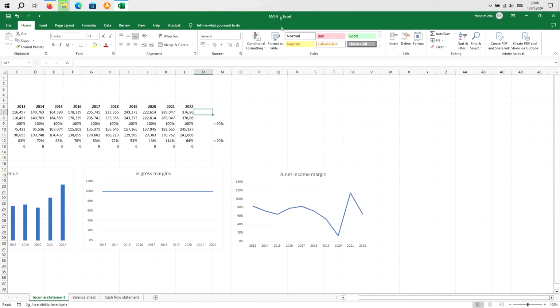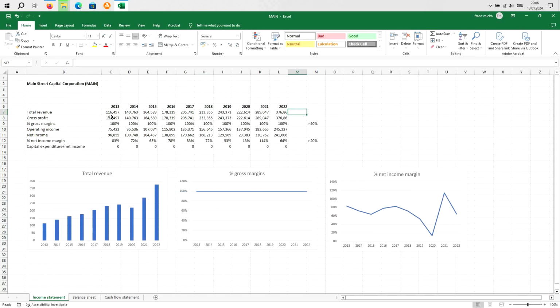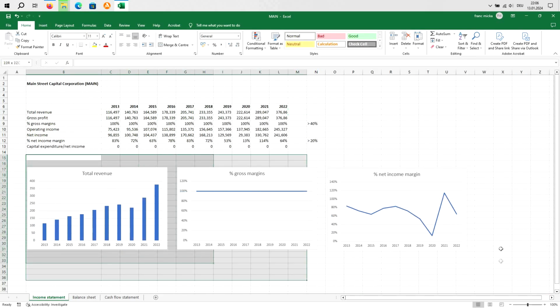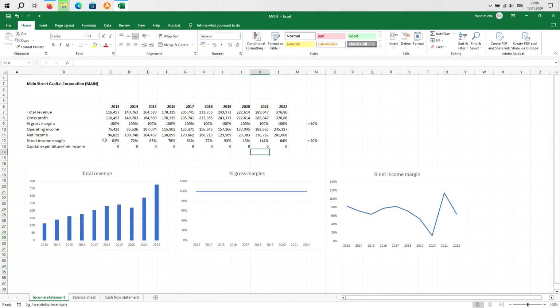Okay, we have all the necessary data. As you can see, we now have the most important aspects that we will analyze. Total revenue is increasing over the years, except during the COVID crisis, which is completely normal. Gross margins are usually meant to be more than 40% for an outstanding company. Here they don't disclose their real gross profit because it's just the same as total revenue. That's why the gross margins are everywhere 100%, because you calculate gross margin by dividing gross profit by total revenue.